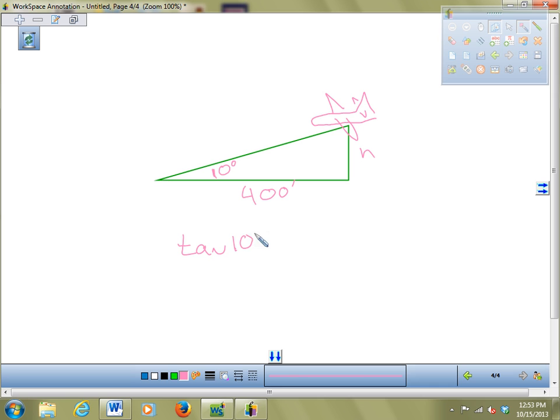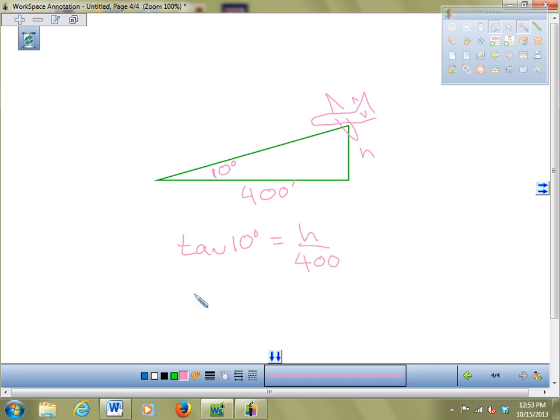Tangent of 10 degrees equals h over 400. And fortunately for you, someone already figured out what the ratio of this side to this side is when that angle is 10 degrees. Okay, and that ratio is in your calculator. When I was in high school, we used to have to look in the back of the books, and they'd say, okay, when that angle is 10 degrees, the tangent is this, and then we'd have to use a process called extrapolating to figure out what that ratio was and all this kind of stuff. Way more complicated back then.